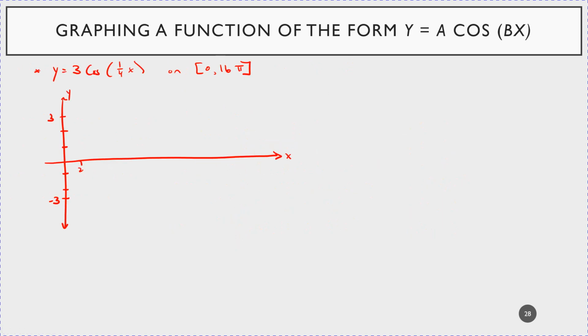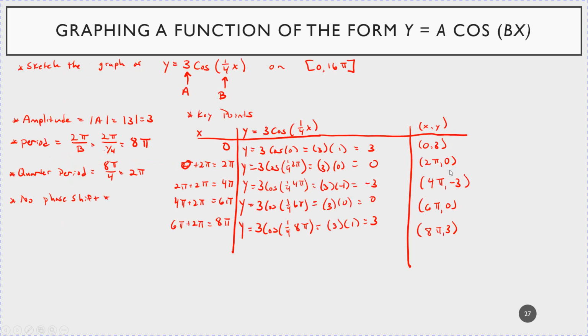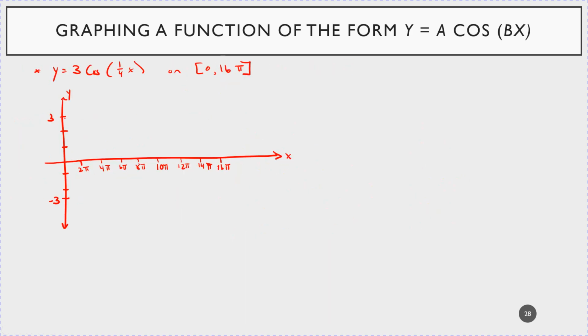Here's 0, 2 pi, 4 pi, 6 pi, 8 pi. Remember, you want to go to 16 pi: 10 pi, 12 pi, 14 pi, 16 pi. All right, so the first points here are 3, 0, -3, 0, 3. So you can see here's the first iteration of it. And then it's just going to repeat itself.